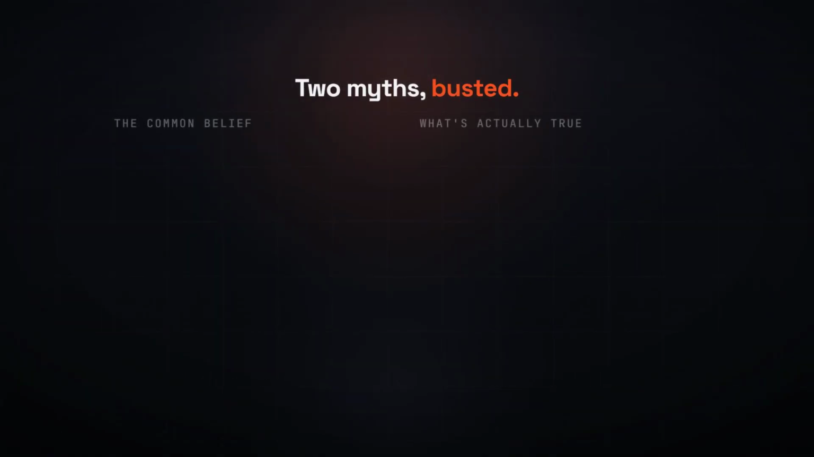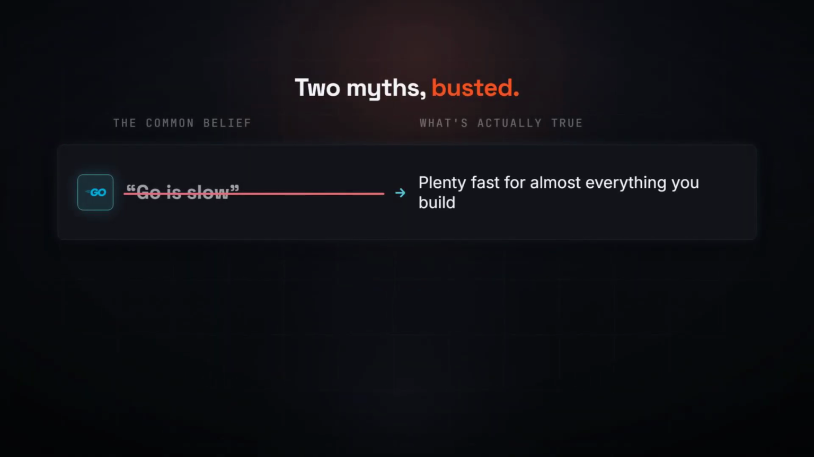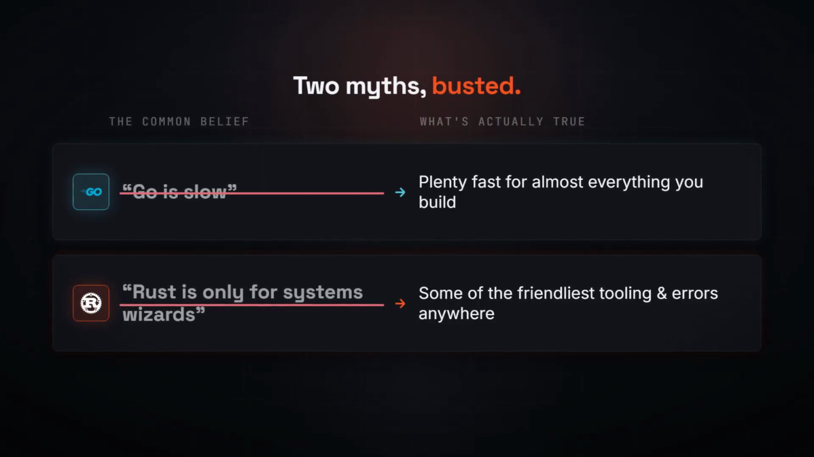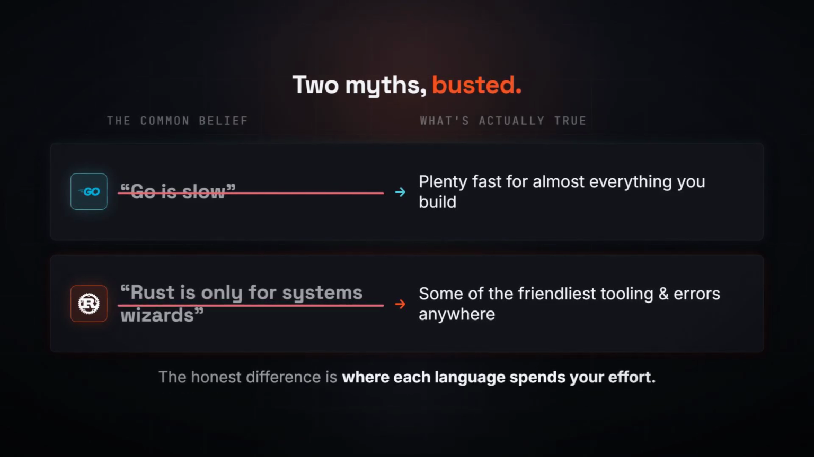Let us clear up two myths. Go is not slow. It is plenty fast for almost everything you will ever build. And Rust is not only for systems wizards, its tooling and error messages are some of the friendliest anywhere. The honest difference is not fast versus slow or hard versus easy. It is where each language decides to spend your effort.